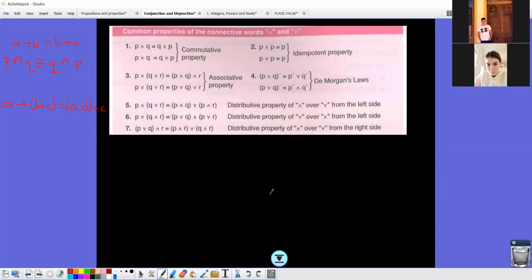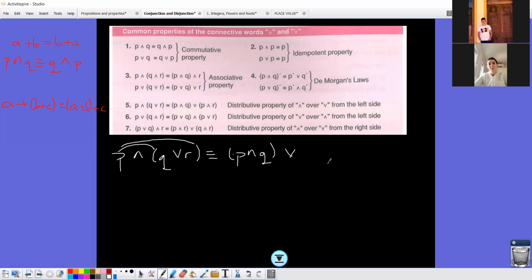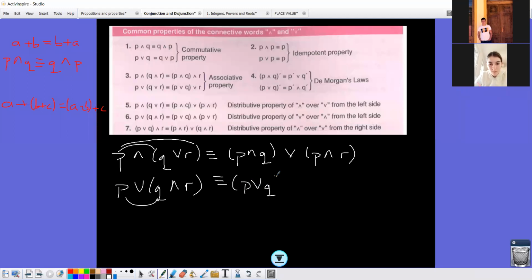Okay. The fifth one, did you understand the fifth one? Look here. We have P and, in parentheses, Q or R. So it goes like we are doing in multiplication: P and Q, then I write or P and R. Same if you have or here and here: P or, in parentheses, Q and R. So it will go P or Q, and P or R.